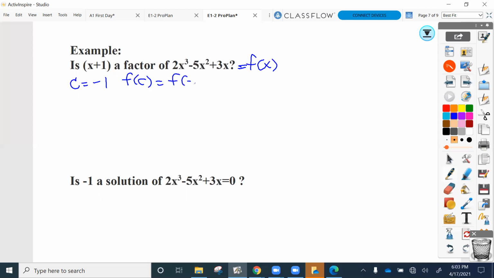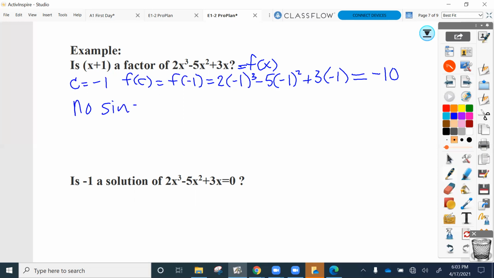So f of -1, now we're just going to put -1 everywhere we see x. So you have -1 cubed minus 5 times -1 squared plus 3 times -1. When you calculate this, you do not get 0, you get -10. Okay, so we can say no, since f of c, and in this case, c is -1, is not equal to 0.